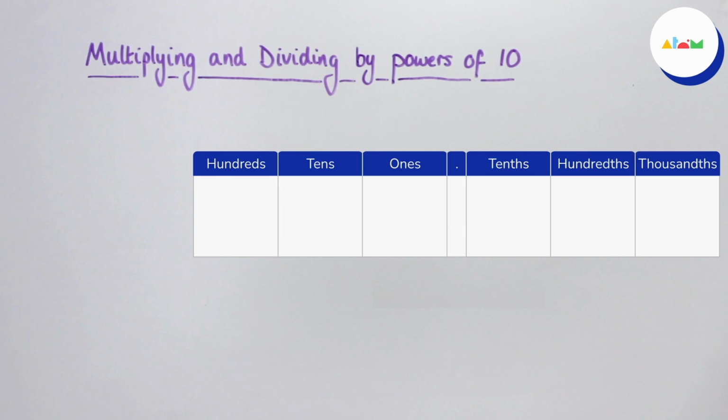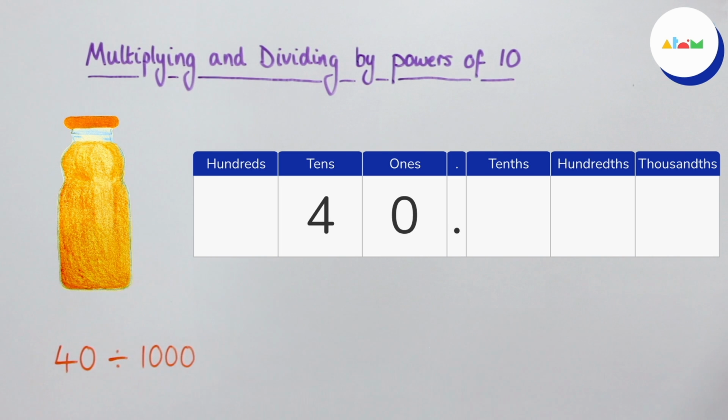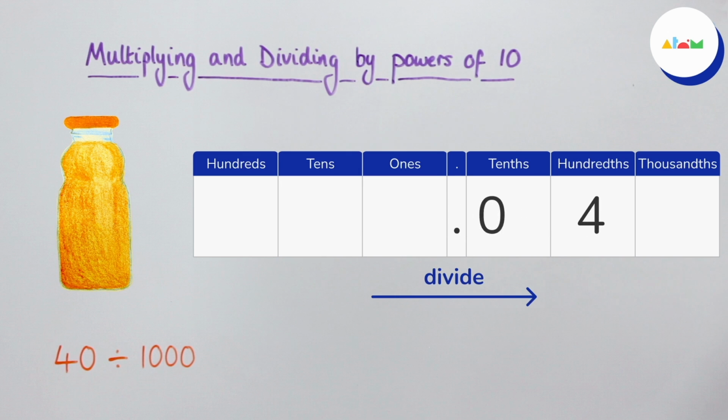Now, let's try division. This bottle contains 40 millilitres of orange juice. If we wanted to convert this to litres, we would divide by 1,000. To divide by 1,000, we move the digits 3 places to the right. The 4 moves to the hundredths column, and the 0 moves to the thousandths column. 40 has become 4 hundredths and 0 thousandths.